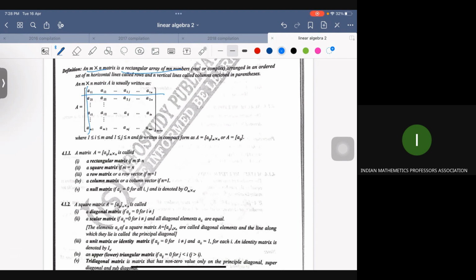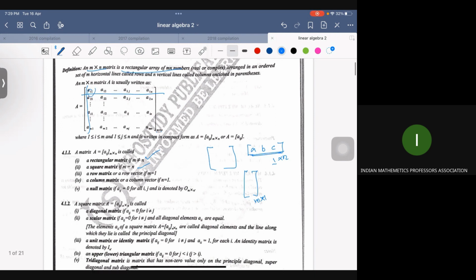Here m is not equal to n, so we can call this matrix a rectangular matrix. If m is equal to n, it will be a square matrix: 2 by 2 matrix, 3 by 3 matrix, 4 by 4 matrix, and all that. If the matrix has only one row and any number of columns, we can say this matrix is a row matrix. Row matrix means only one row and any number of columns. A matrix is said to be a column matrix if it has any number of rows and exactly one column.